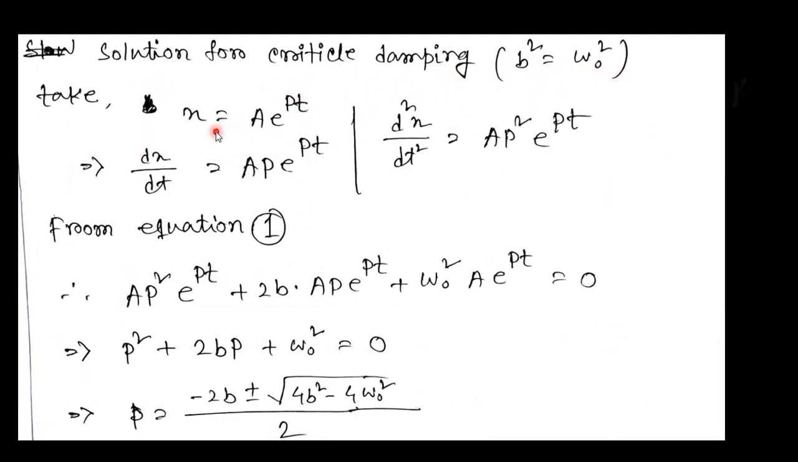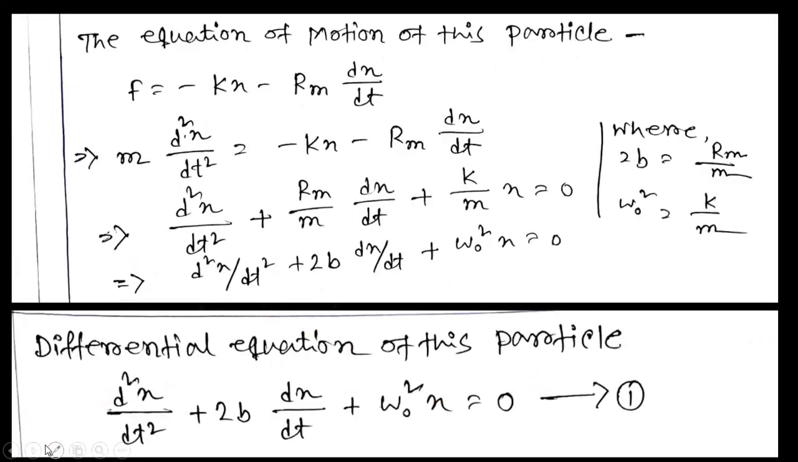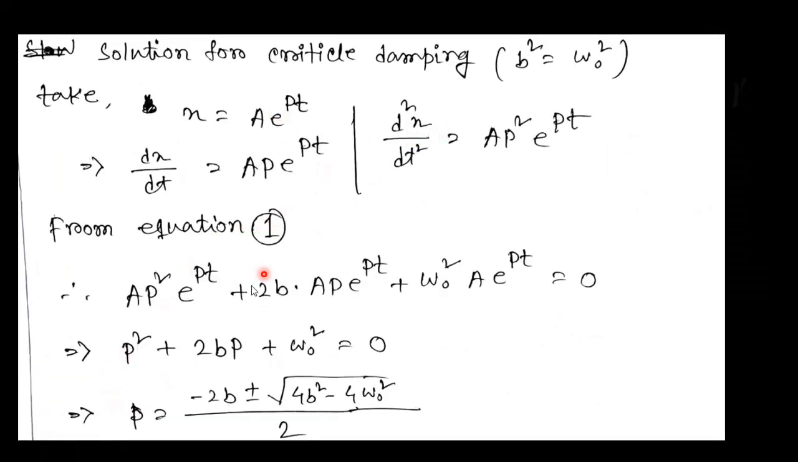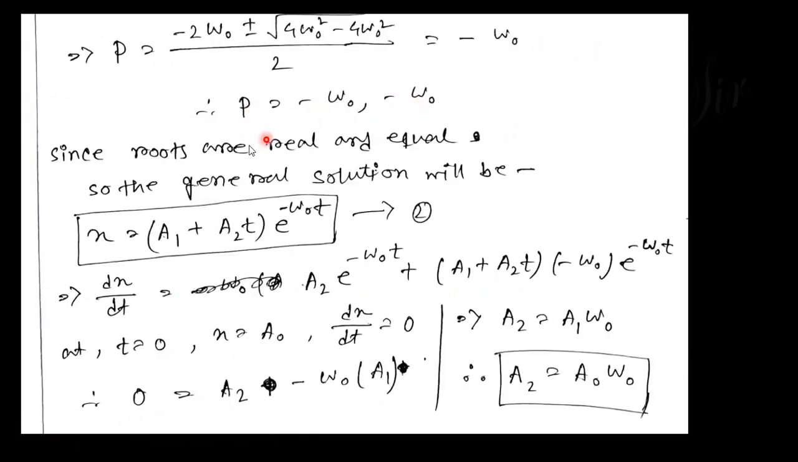So if you take x equal to A e to the power pt, take the derivative and double derivative, and after that put this in equation 1, that is, substitute it in this equation, you will get the value of p, and these two p are equal. So since the roots are real and equal, the solution will be like that.